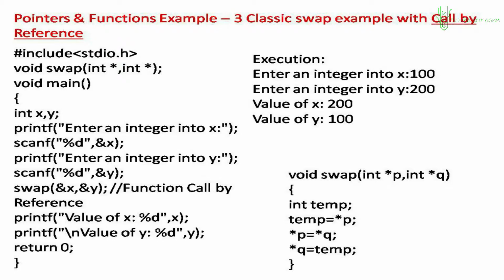Look at swap function first. What kind of arguments? Integer pointer. Both are integer pointers. Int star, integer pointer, address of integers. And when we call swap function, how are we calling? Again, same scanf statements, x and y, we get the values 100 and 200. We accept the values from the user, after which we call swap function, and look at what we are passing. We are passing the address of x and address of y. That is called by reference.